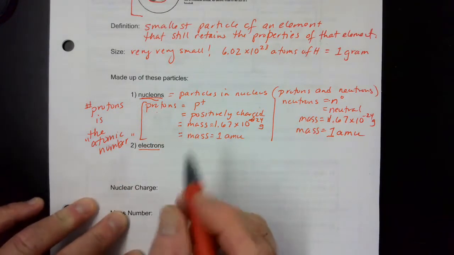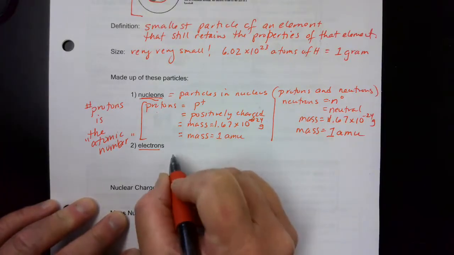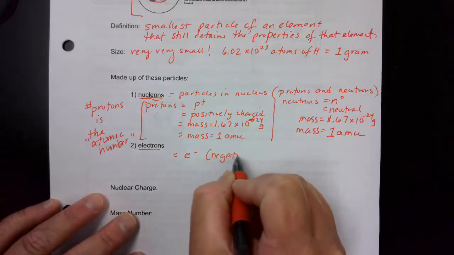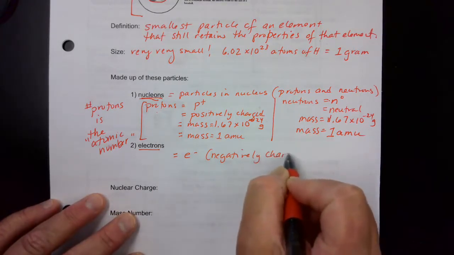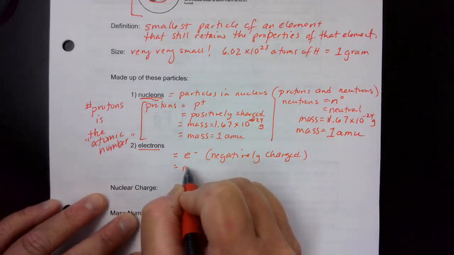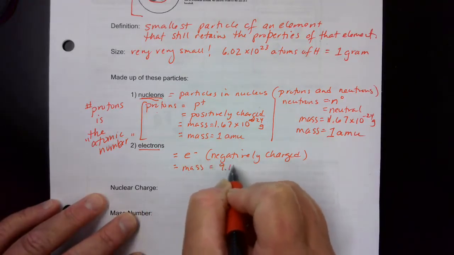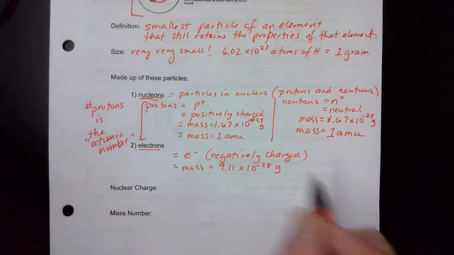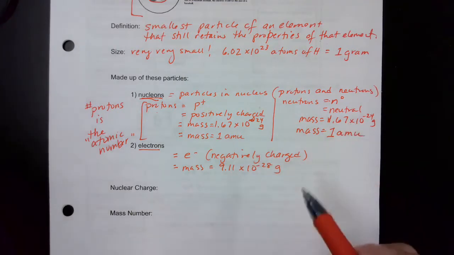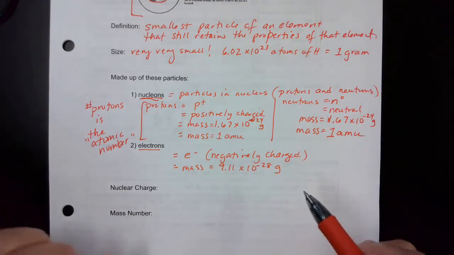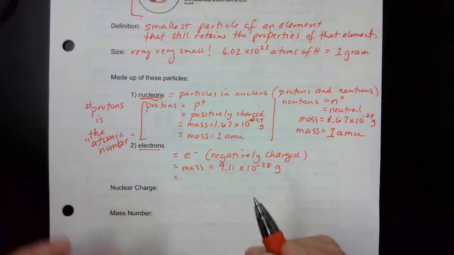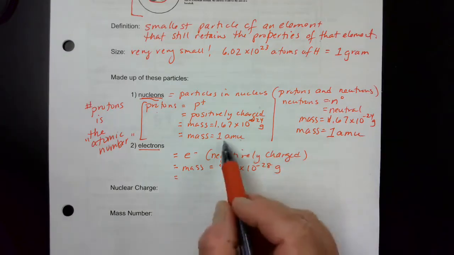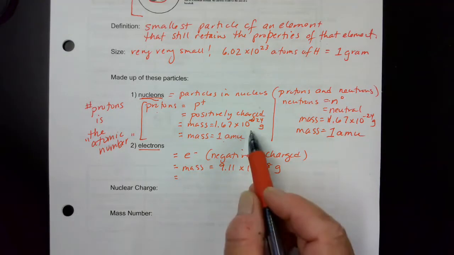Outside of the nucleus, we have what are called electrons. Electrons have the symbol e minus because they are negatively charged. They have a mass of 9.11 times 10 to the negative 28th of a gram, which again, these individual masses are not numbers I'll expect you to know, but they are for reference. And really, you're going to need to know that protons and neutrons weigh the same at 1 atomic mass unit because their masses are the same.